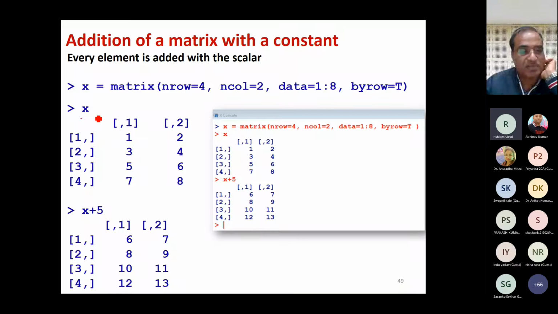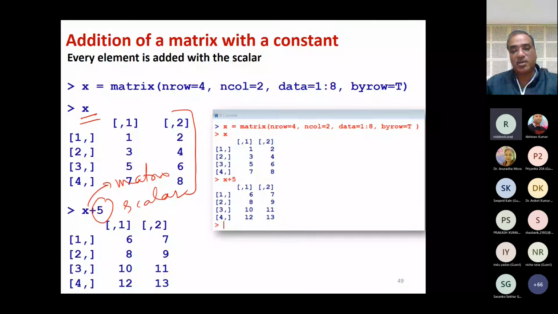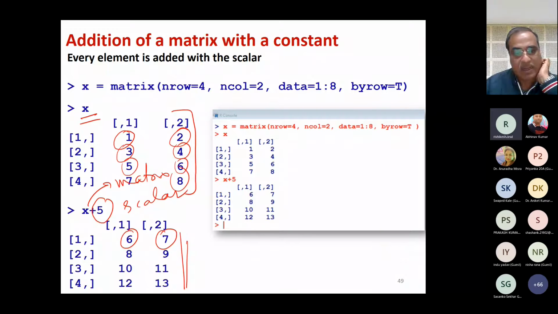If I take the same matrix X with these elements, and now I try to add a scalar, you can see this is a scalar and X is a matrix. When you add a scalar, what is happening? You can see 5 is being added to each element in this matrix. This is the output: 5 plus 1 is 6, 2 plus 5 is 7, and so on. And this is the screenshot of the same operation. You can see each of these elements is increased by 5.